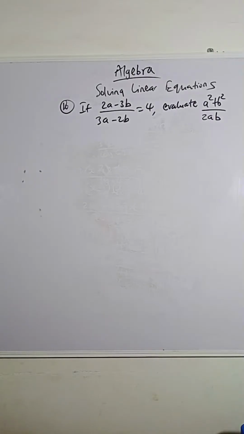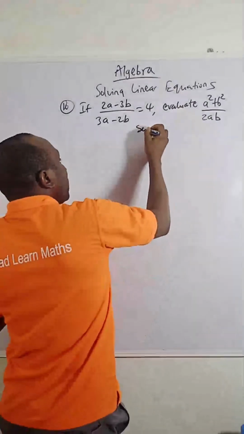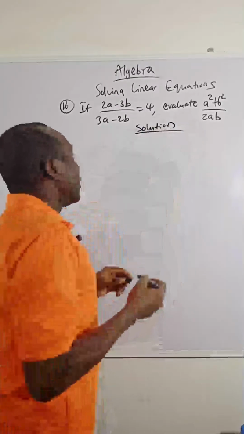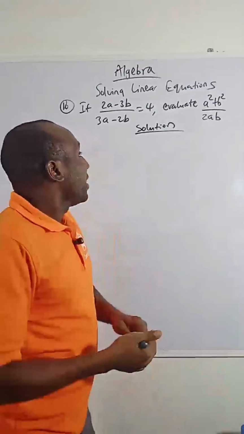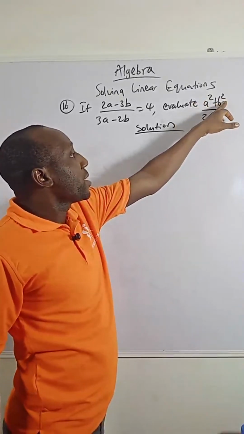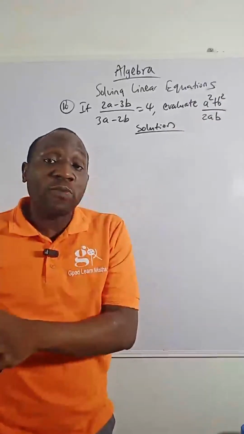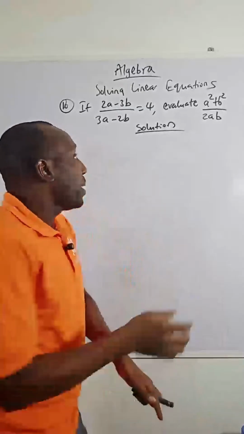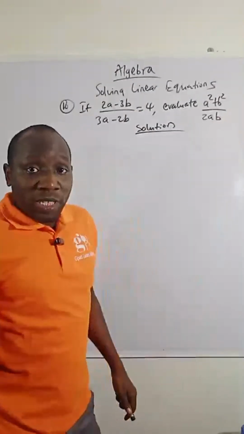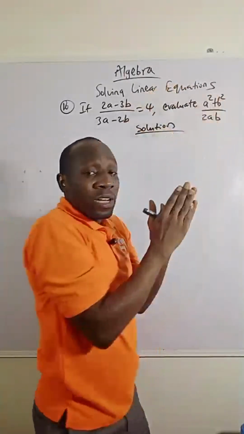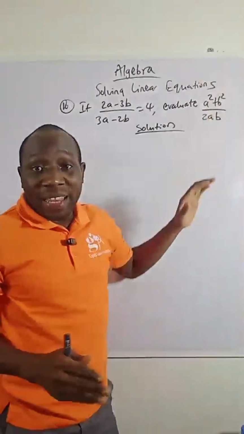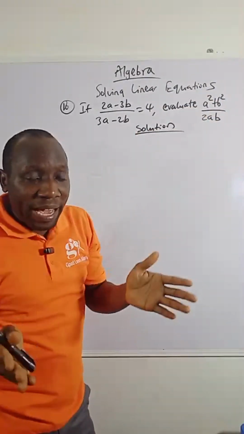Okay, I think I'll come on board now and get it done. Solution. Are you ready? This is a squared plus b squared over 2ab. What I can do is get an expression for a or for b and then bring it to this, so that I will have just one variable, either a or b, all through. Then I'll simplify and get the answer.